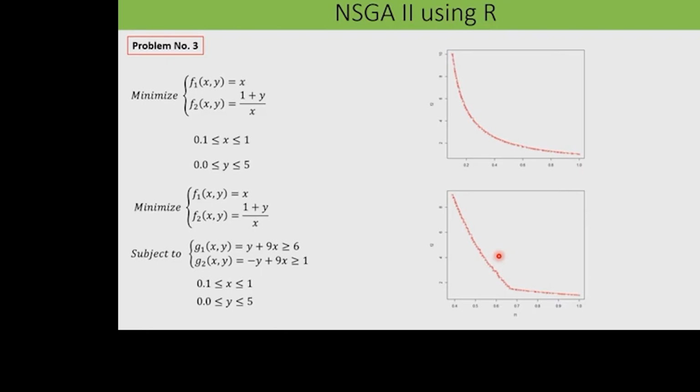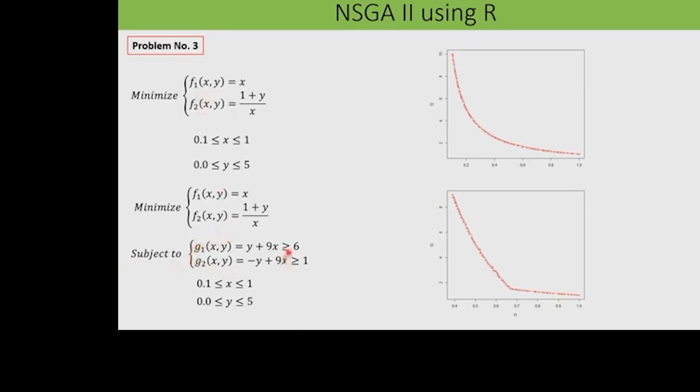When we are using NSGA, note that the objective function should be minimization type for the package we are using in R. I can convert a minimization problem to a maximization problem or vice versa, but in this particular package we should use minimization type. That means if you have a maximization type problem, I should multiply it by minus 1 and convert it to minimization type.